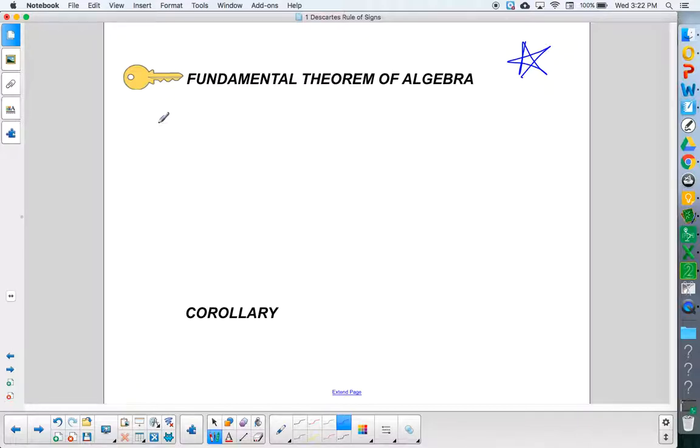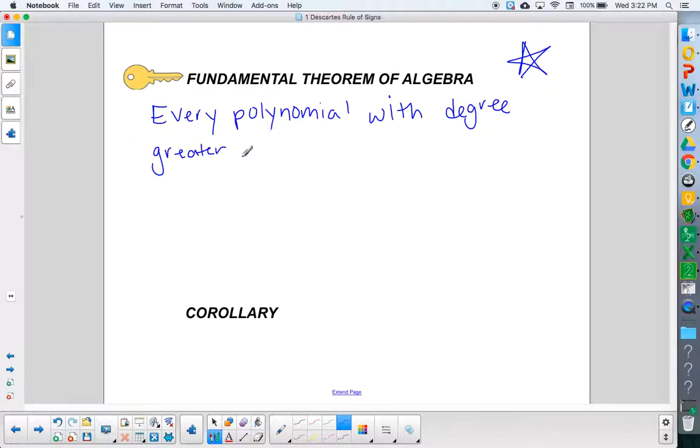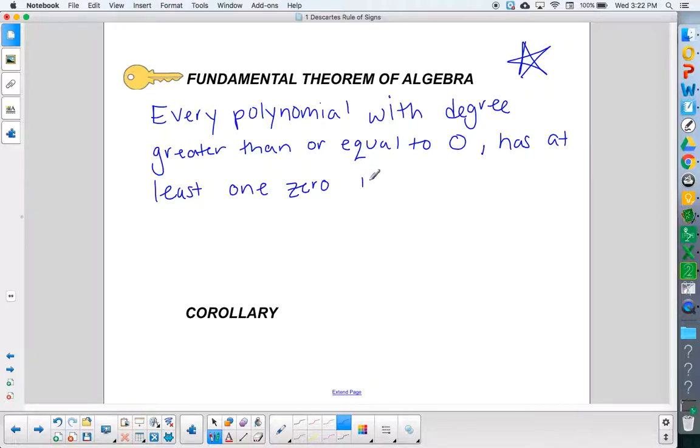So what this theorem says is that every polynomial with degree greater than or equal to 0, which means that there has to be at least one x in the equation, has at least one 0 in the complex numbers. I'm going to abbreviate numbers.